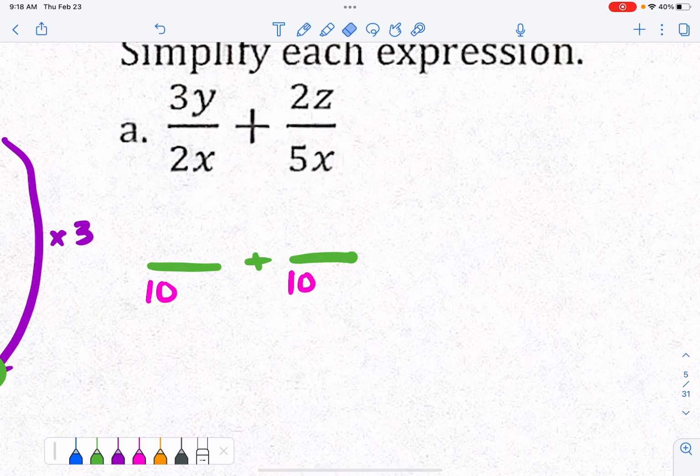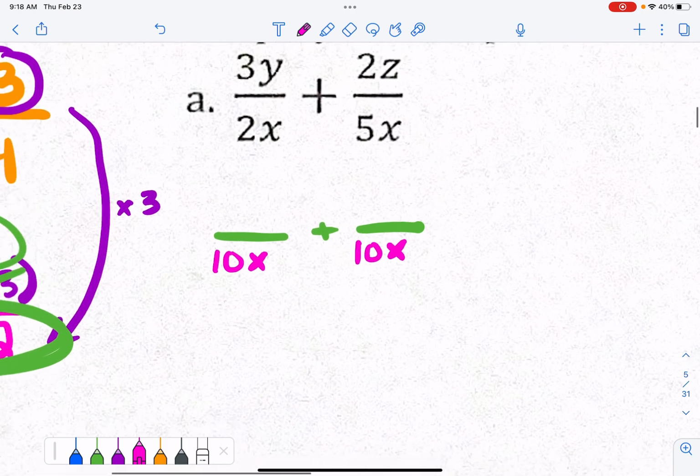And then we talked about yesterday how you have to have an x in your bottom, okay? So if I change those both to 10x, does 2x go into 10x? Yes, it does. It goes in there 5 times. Does 5x go into 10x? Yes, it does. Okay, so now we're going to work on changing the top numbers.